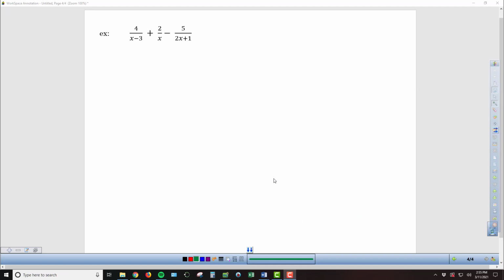For our last example, we have 3 separate fractions, so we have 3 places where we're going to have to look to find the common denominator. And what we can see is that there's no overlap between any of these denominators. So all 3 pieces have to be present in the common denominator: x - 3, x, and 2x + 1. That means each of the individual fractions needs to be multiplied by whatever's in the denominator of the other 2. So for example, this 4 over (x - 3), I'm going to have to multiply it by x and (2x + 1) on the top and bottom.